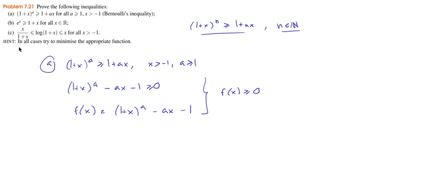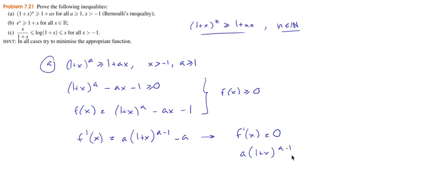Well, let's compute its derivative. When it says try to minimize the appropriate function, we can try to find the minimal value of this function. This is going to be a differentiable function, because, well, this is not strictly a polynomial since it's raised to a power that's not an integer, but those are combinations of continuous and differentiable functions. So the derivative f prime of x is going to be a times (1 plus x) to the a minus 1, minus a. Okay, that's the derivative. And the extrema of this function are those points where the derivative is 0, as we have seen before. So this is to say that a times (1 plus x) to the a minus 1 equals a, or in other words, that (1 plus x) to the a minus 1 is equal to 1.